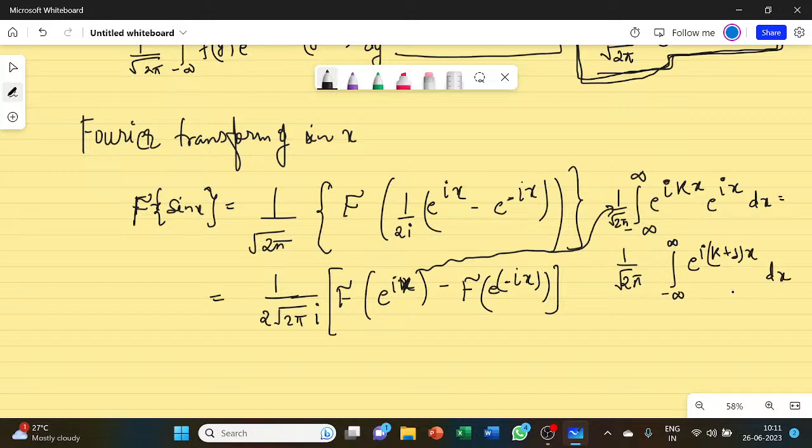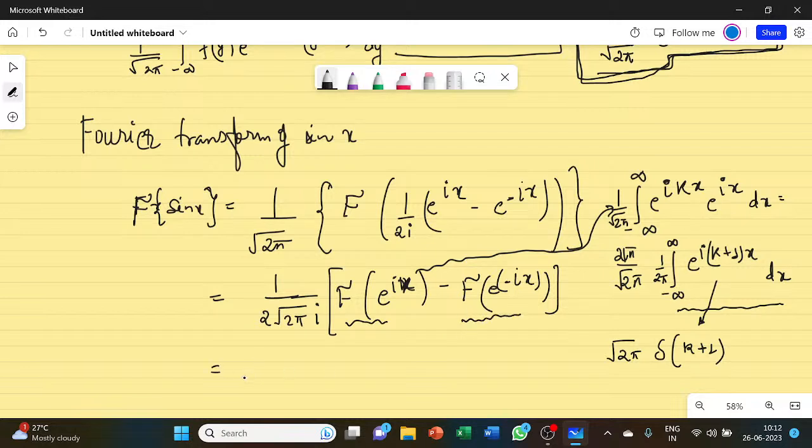Now if you remember the representation of the Dirac delta function, it is this thing times 2 pi. So if I multiply by 2 pi here and 1 upon 2 pi here, this will be root over 2 pi, and it would be equal to Dirac delta of k plus 1. Similarly, the other one will be Dirac delta of k minus 1.